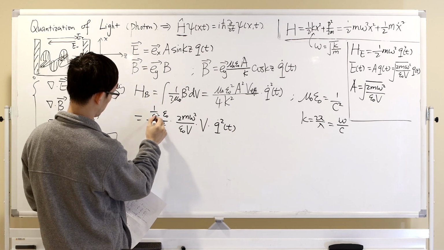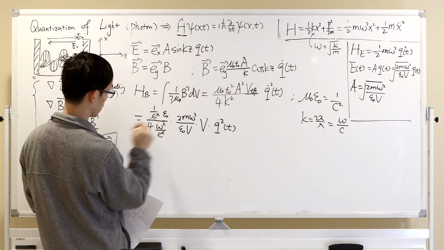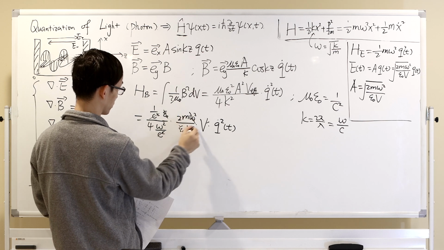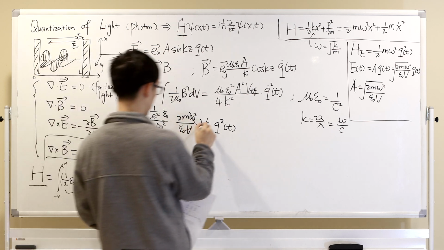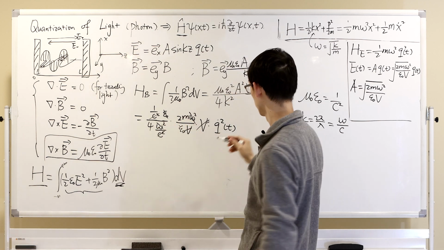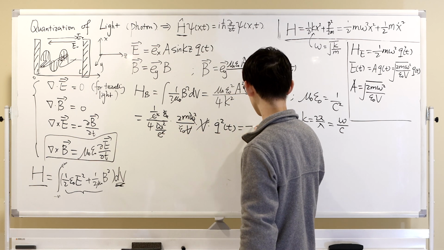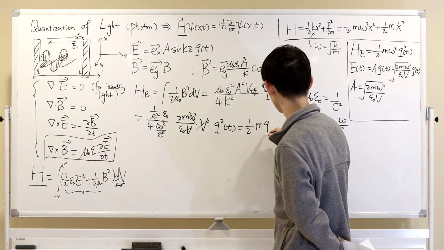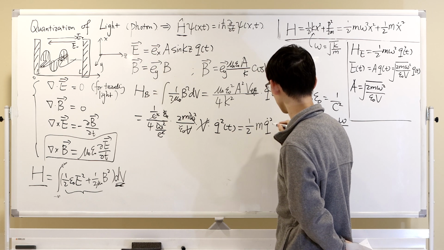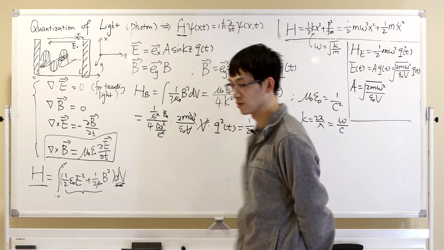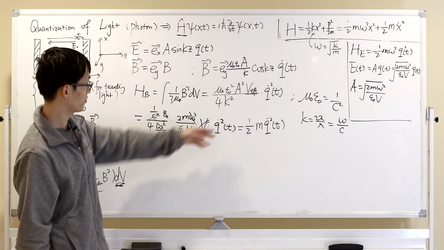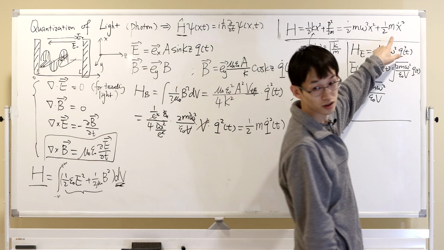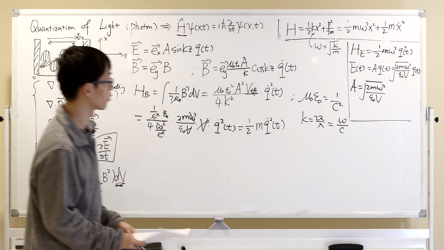So the speed of light cancel each other, epsilon cancel each other, volume cancel each other, omega cancel each other. So you're left with, and there's a 2, there's a 4, okay, so you're left with 1/2 m q dot t squared, right? So after this simplification, you actually get the exact same term as the harmonic oscillator, okay, exact same term as harmonic oscillator.